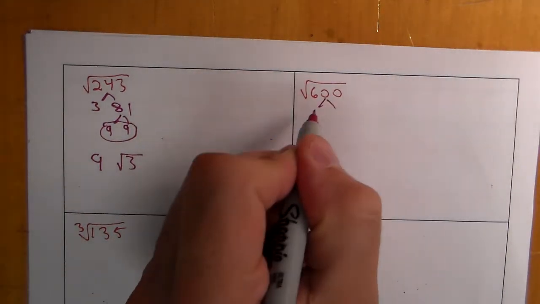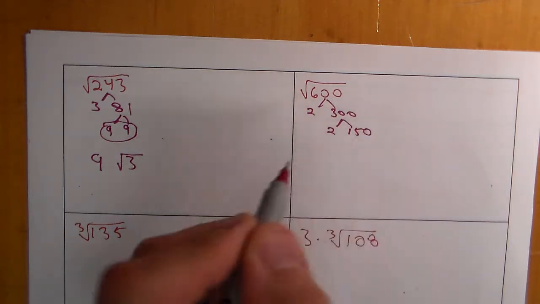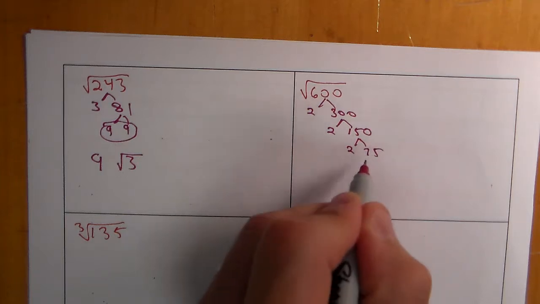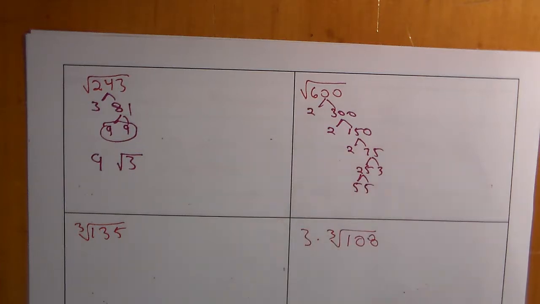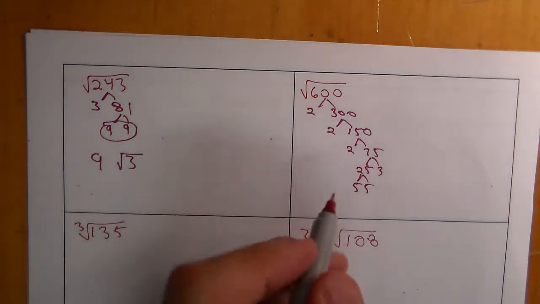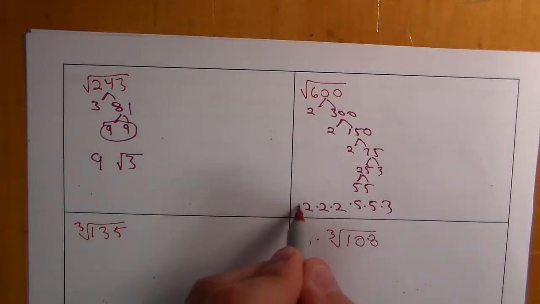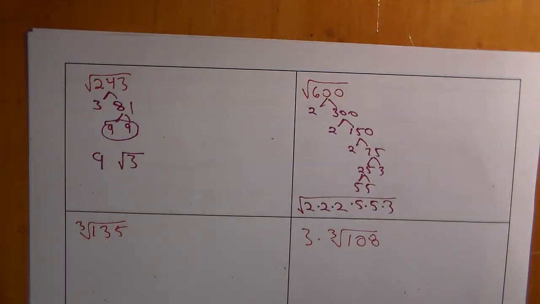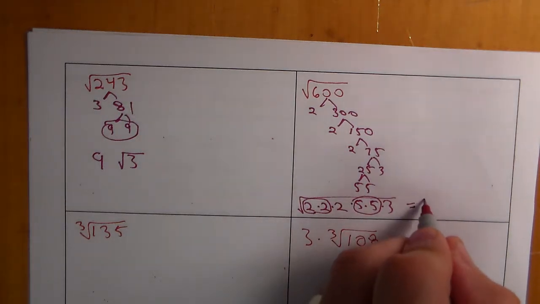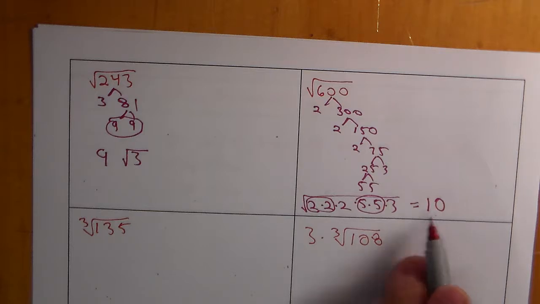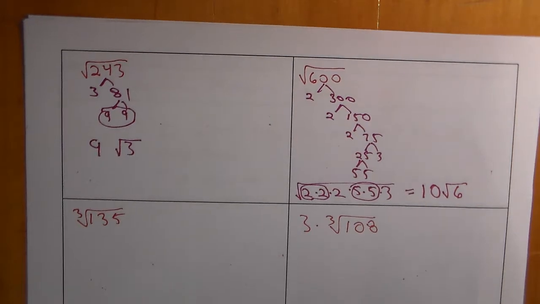600. 600 is even, so I can do 2 times 300. I could do 2 times 150. I could do 2 times 75. Then that's going to be 25 times 3 and 5 times 5. So I've broken down to all these sets. This is really 2 times 2 times 2 times 5 times 5 times 3. That is the equivalent of saying the square root of 600. Now where are my sets? 2 times 2 and 5 times 5. When the sets come out, I multiply them together. It gives me 10. The leftover ones inside, I multiply together, and that gives me root 6. So I get 10 root 6.